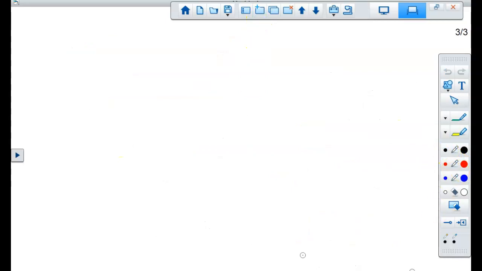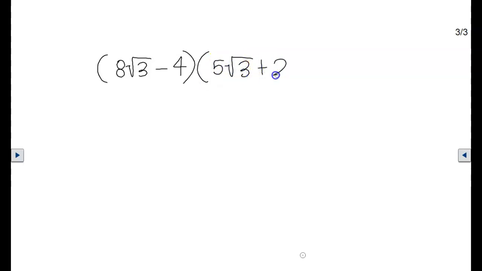All right, let's try another one. Let's try 8 square roots of 3 minus 4 times 5 square roots of 3 plus 2.